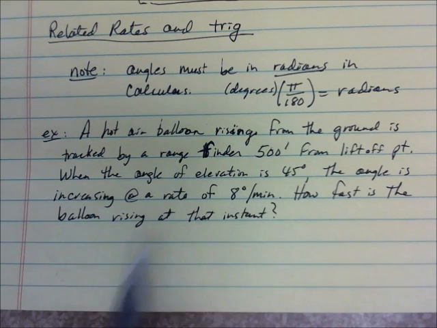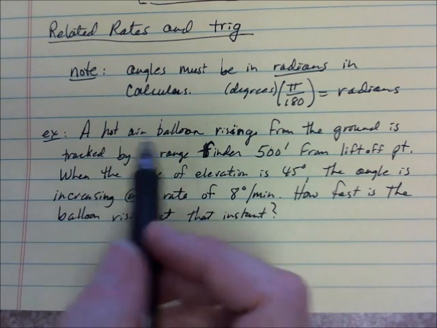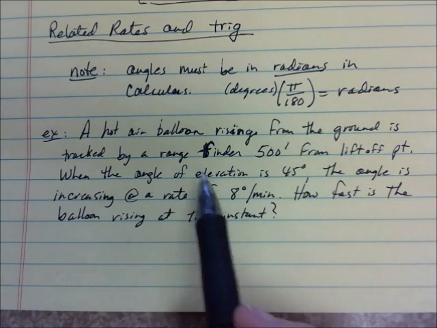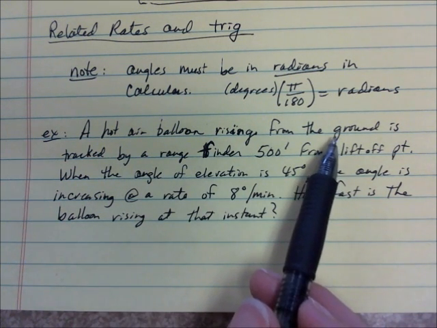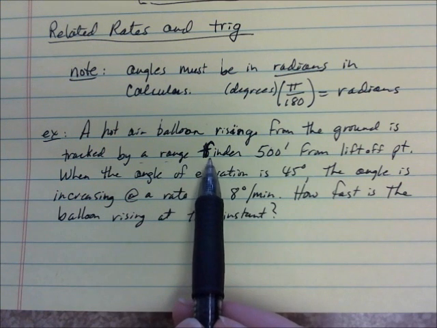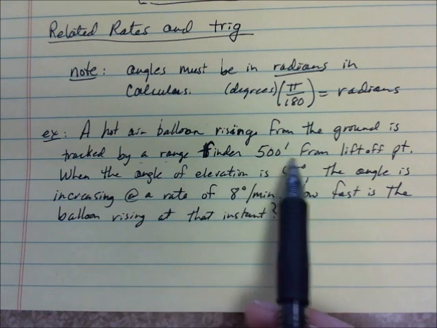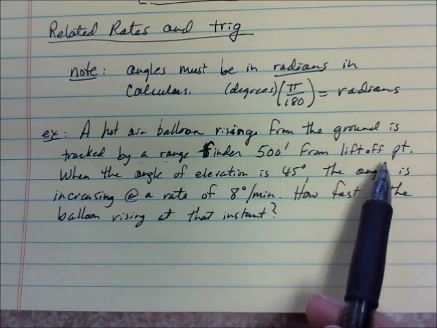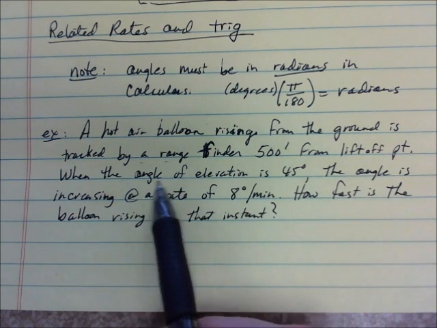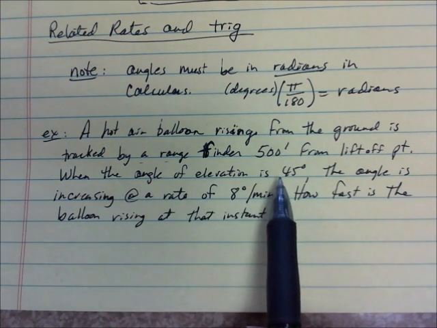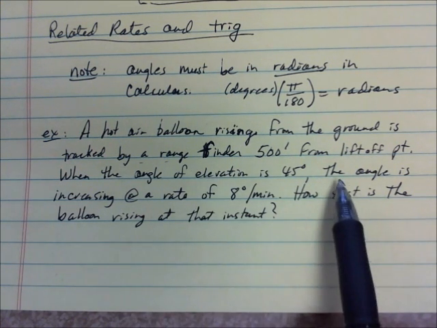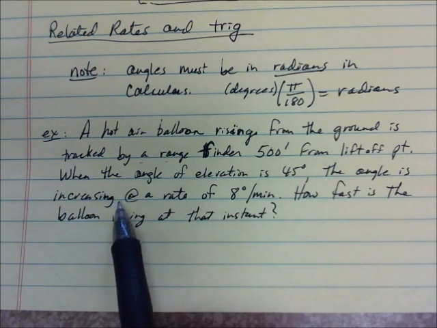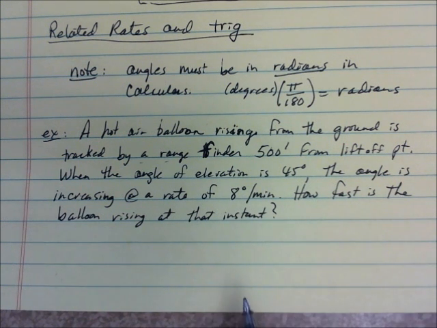So I'll give you a couple minutes. You might just want to shut off the video to copy this problem down. But there's a hot air balloon rising from the ground. It's being tracked by a rangefinder that is 500 feet from the liftoff point of that balloon. When the angle of elevation is 45 degrees, the angle of elevation from the rangefinder, this angle increases at a rate of 8 degrees per minute.